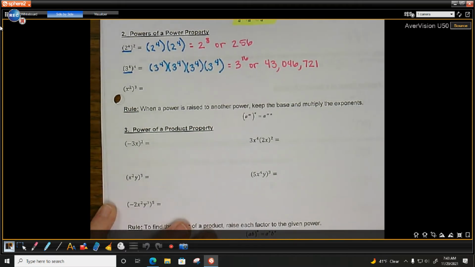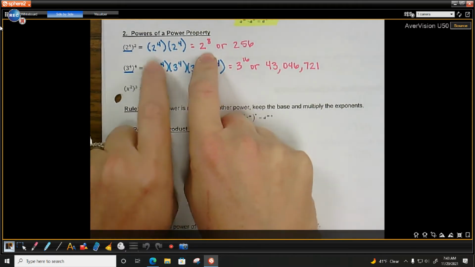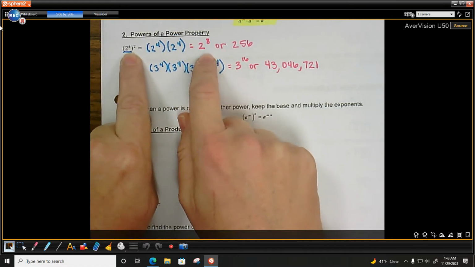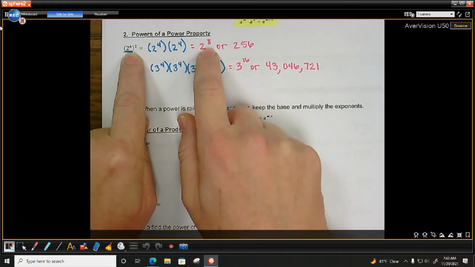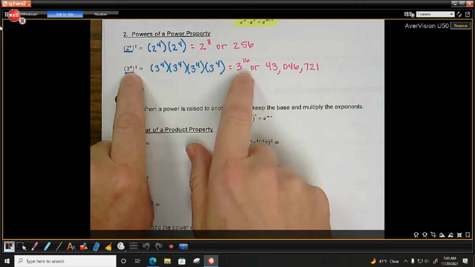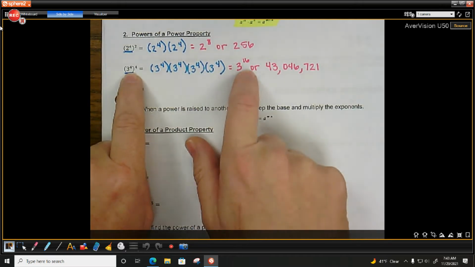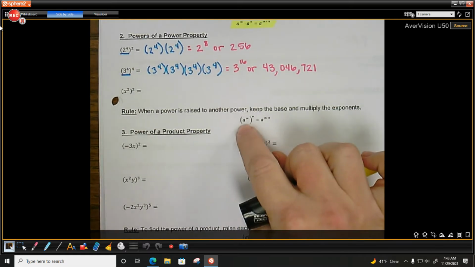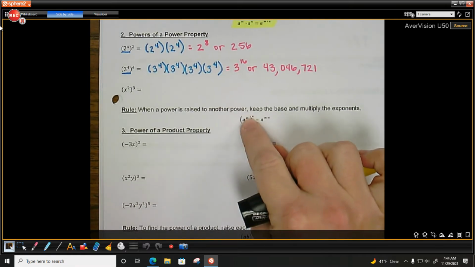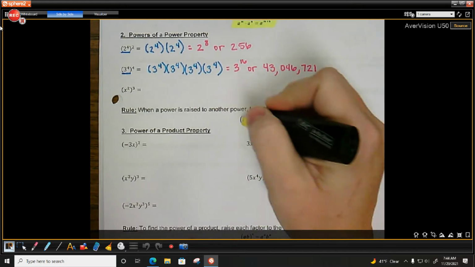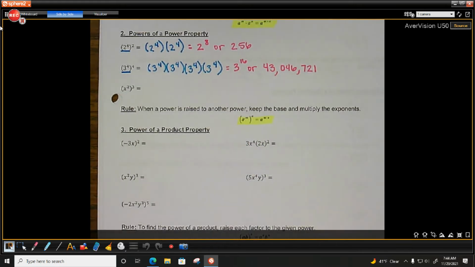Okay, let's see if we can look at a pattern here, identify a pattern. How do I get from my exponents of being 4 and 2 to now being an exponent of 8? Multiply. What's 4 times 4? So do we see that that's the rule for this one? If you have something raised to a power, then raised to another power, you just multiply the 2 powers. Okay?